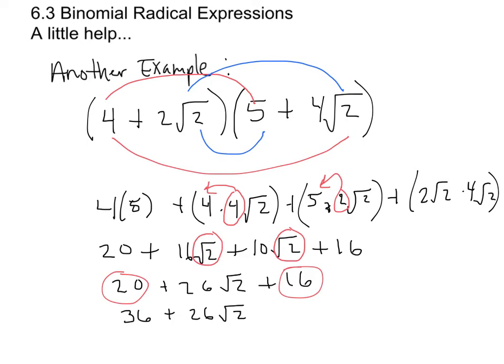So that's how you multiply binomials of radical expressions. You're basically using the FOIL method to do that. And then identify the radicals that you can combine because they have the same index and the same radicand. Pretty useful. In class tomorrow, we'll go over multiplying conjugates and rationalizing the denominator using conjugates.